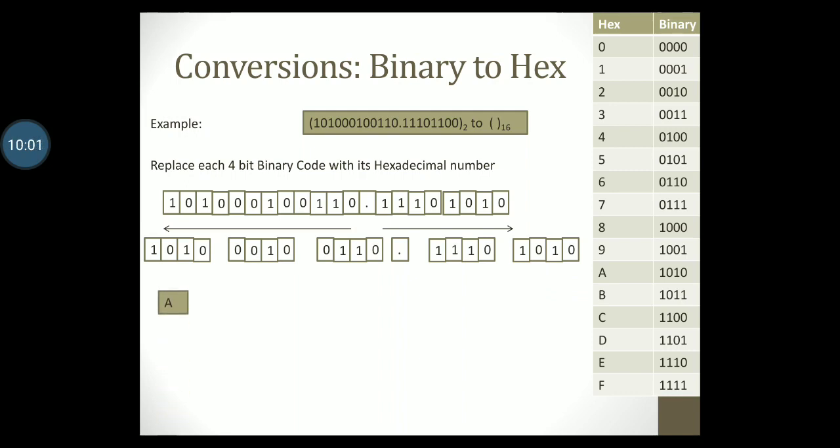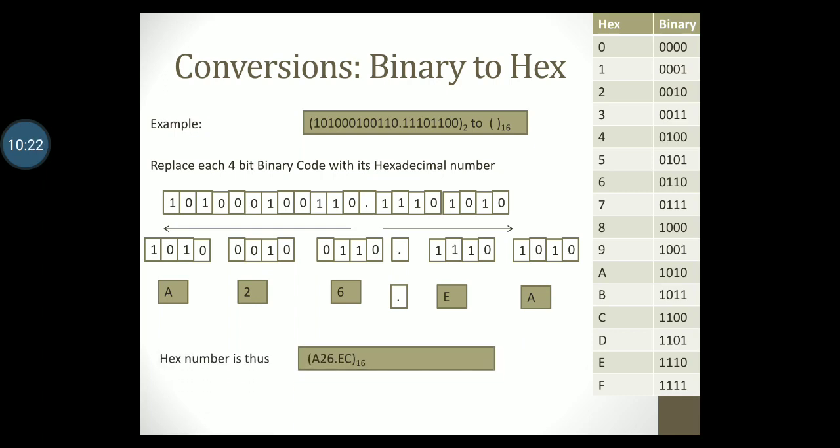So we get A for 1010. We get 2 for 0010. We get 6 for 0110. The decimal point remains as it is. We get E for 1110 and we get A for 1010. Therefore, the hexadecimal number is A26.EA. There is a small mistake there, it should be A instead of C.